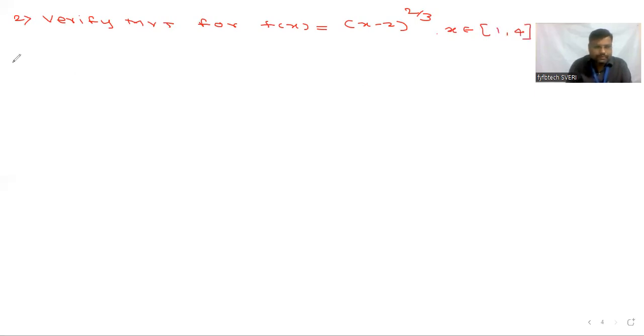Second example. Verify mean value theorem for f of x equal to x minus 2 raised to 2 by 3, x belongs to 1 to 4. So what is f of x?